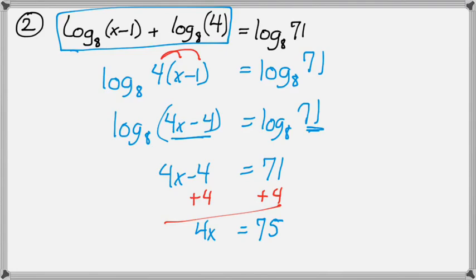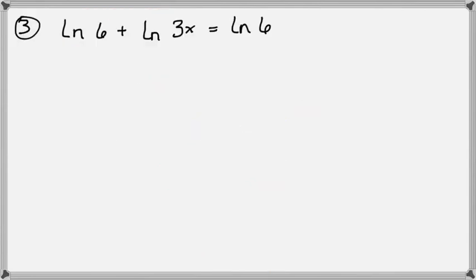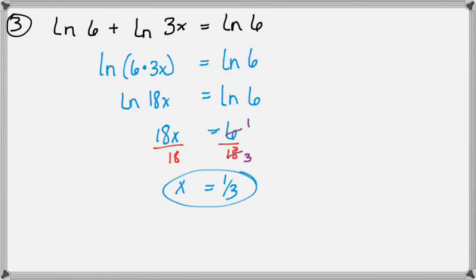And divide both sides by 4. X equals 75 fourths. So now we need to check and see, is 75 fourths going to give me a negative? And so I need to plug it in. And that is greater than 1, so no, it will not. I want you to do this one on your own. In case you didn't see what you did wrong, here is how you would work through that problem.